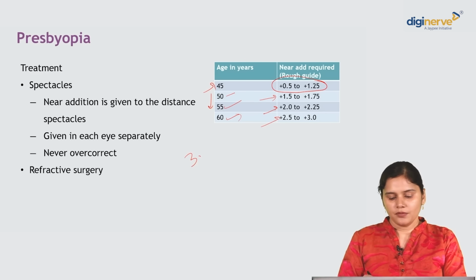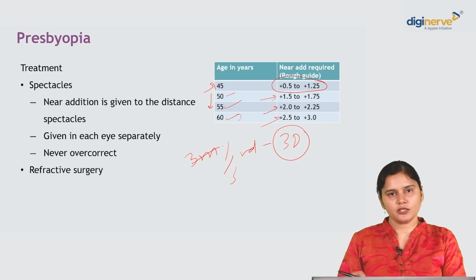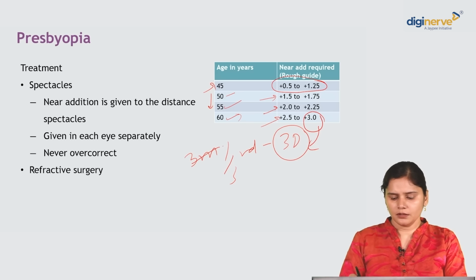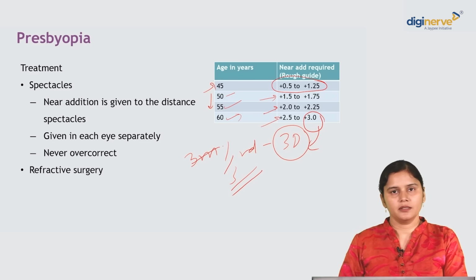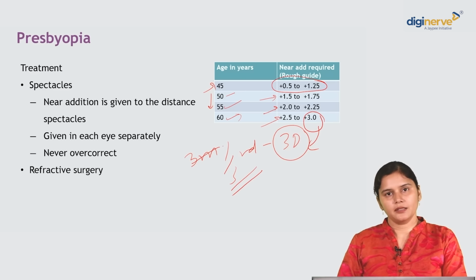So if a person wants to read at 1/3 of a meter, he needs 3 diopters of accommodation. But now, because the person cannot accommodate, we give him a +3 lens to put on the eye, so that he can see at around 1/3 of a meter. You should never overcorrect these people because they are not able to accommodate, and you should also check what is the safe reading distance.